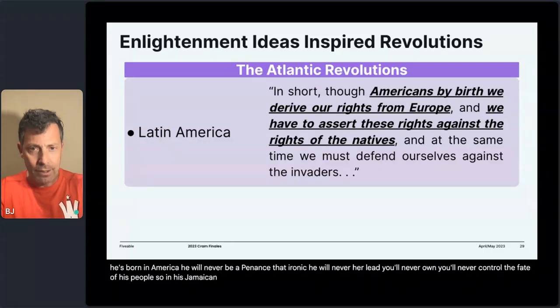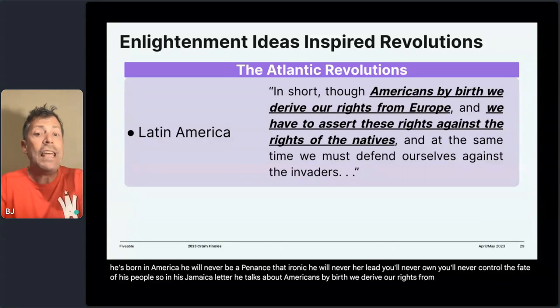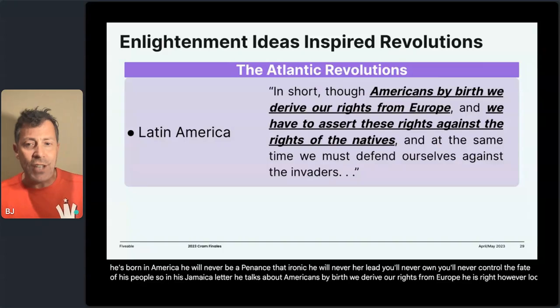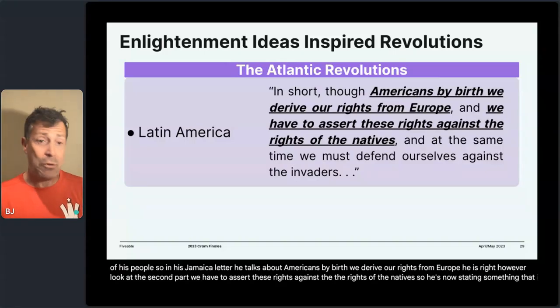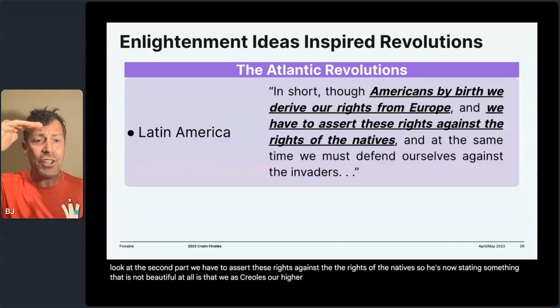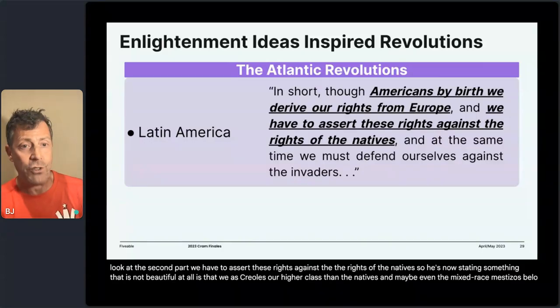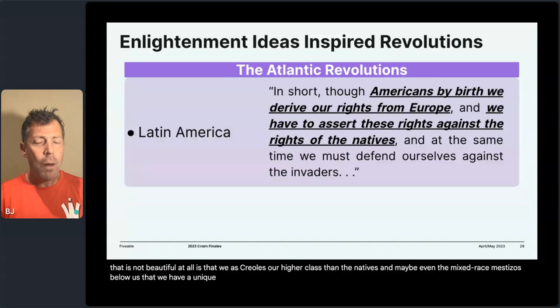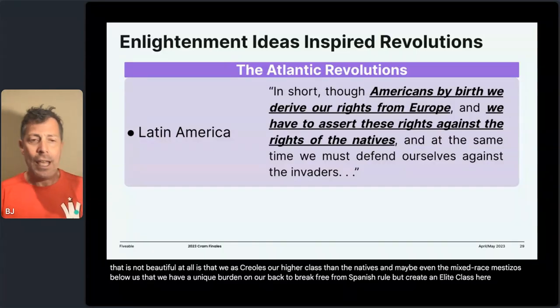So in his Jamaica letter, he talks about Americans by birth, we derive our rights from Europe. He is right. However, look at the second part. We have to assert these rights against the rights of the natives. So he's now stating something that is not beautiful at all, is that we as Creoles are higher class than the natives and maybe even the mixed race mestizos below us, that we have a unique burden on our back to break free from Spanish rule, but create an elite class here in the Americas.